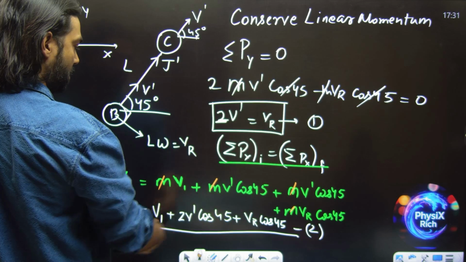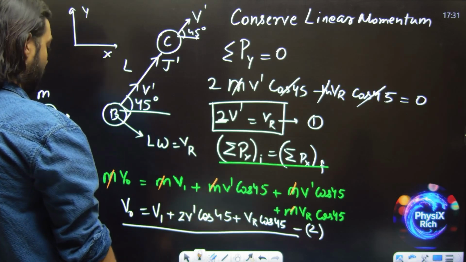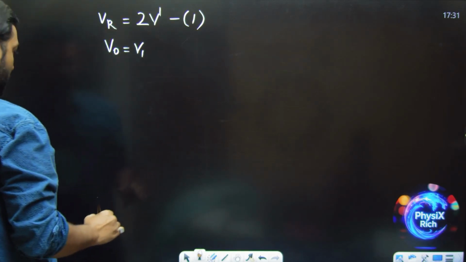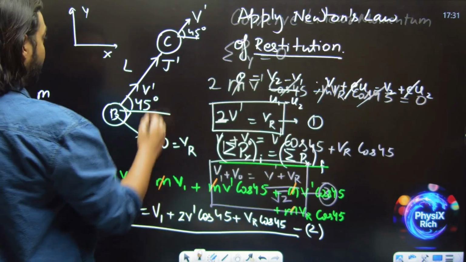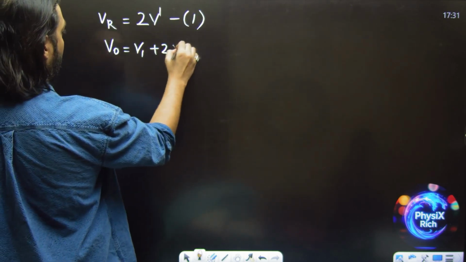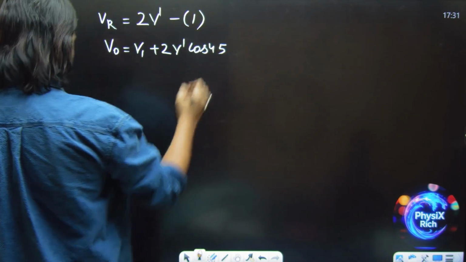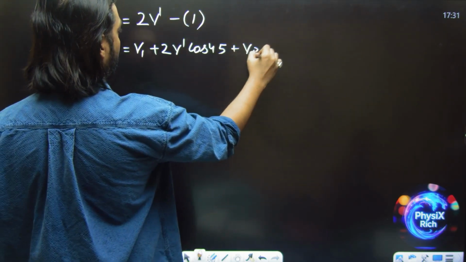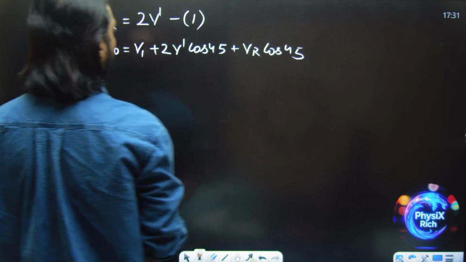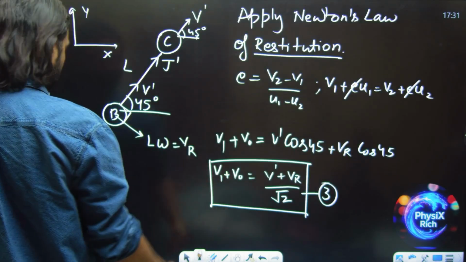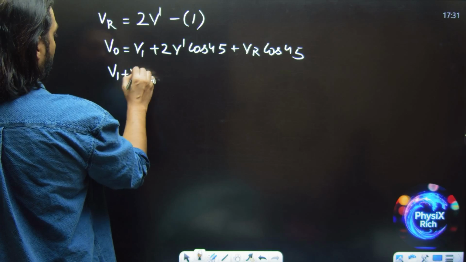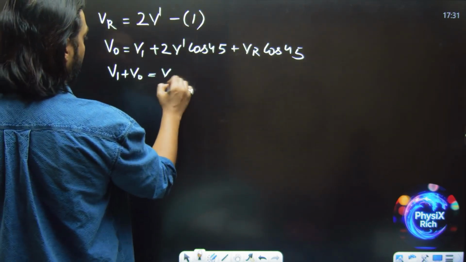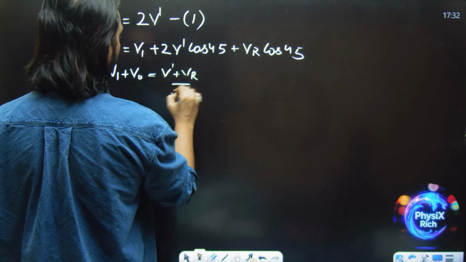And then I have this one, which is V0 equals to V1. V0 equals to V1 plus 2V dash cos 45, plus VR cos 45. And then I have this last equation, V1 plus V0 is equal to 1 upon root 2 times V dash plus VR, V dash plus VR upon root 2.